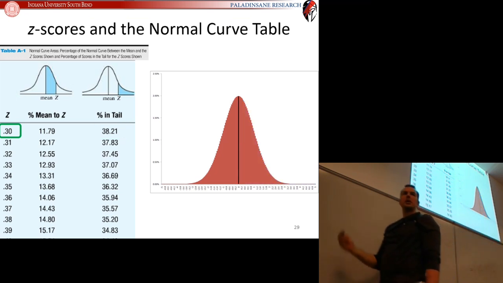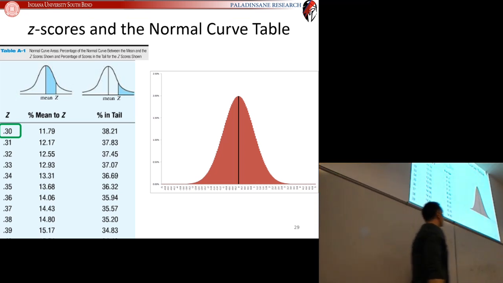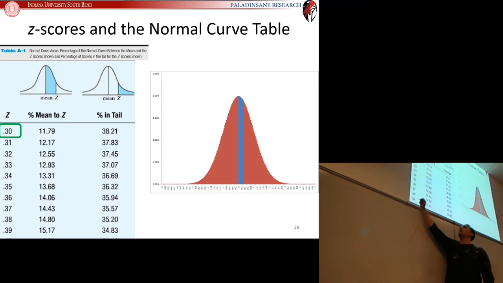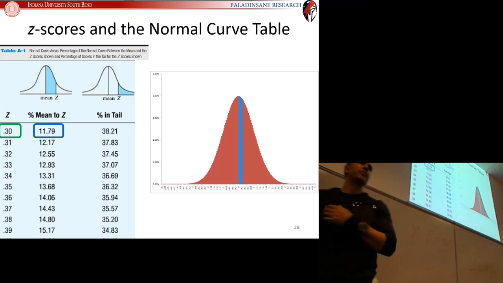We might also ask ourselves, what proportion of the population scored from the mean to 0.3? Right? So that blue area right there, what proportion of the population is between a z-score of 0 and 0.3? In this case, we once again find 0.3, but this time we're not interested in the tail. We're interested in the percentage from the mean to the z-score. So we look up the associated proportion, associated percent in that column, and we determine that 11.79% of the population is in this little blue strip right there. So far, so good? All right.